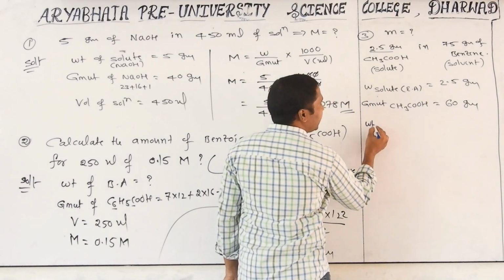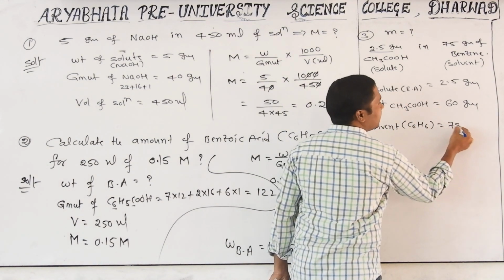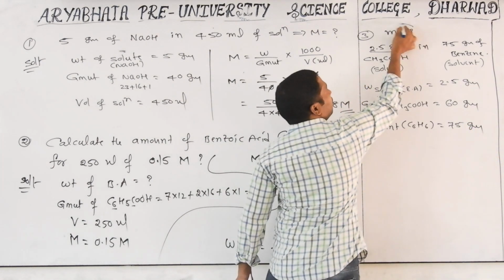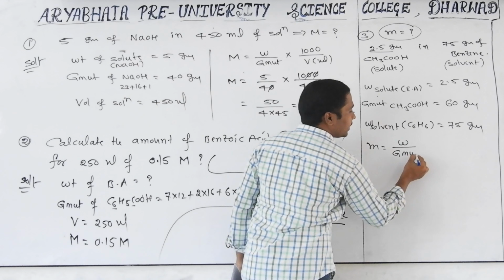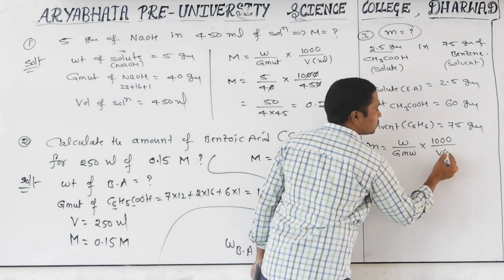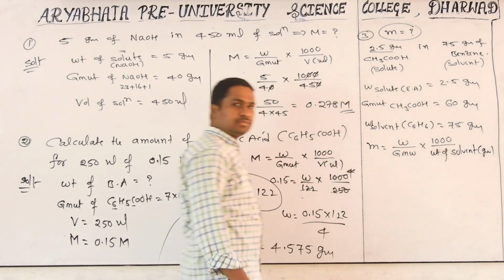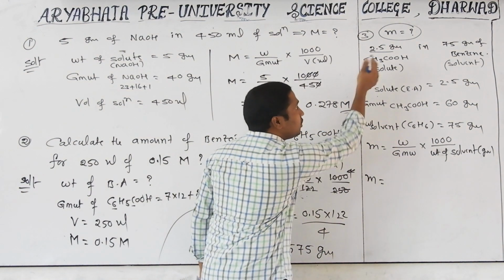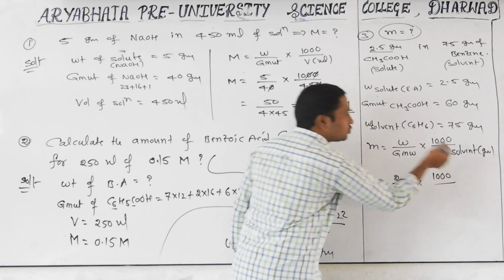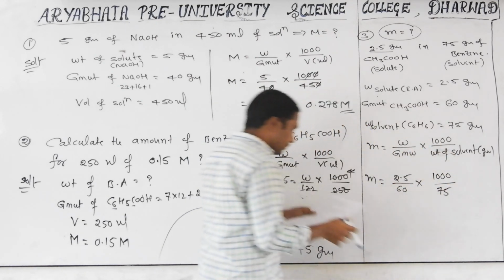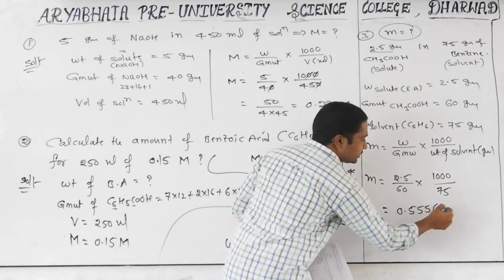I want to find the weight of the solvent, benzene, C6H6. The given amount is 75 grams. But what do you want? You want small m, molality. The formula is molality equals weight of solute by gram molecular weight into 1000 by weight of solvent, which should be taken in grams. So the weight of solute is 2.5 grams, gram molecular weight is 60, into 1000 by the weight of solvent, 75. On simplification you get 0.5556 small m.